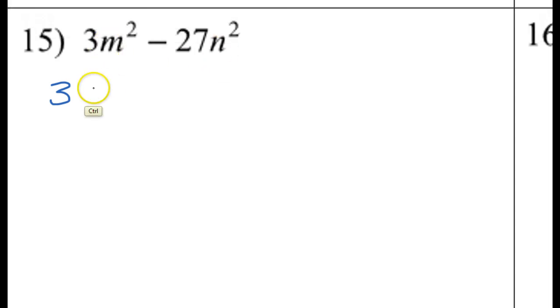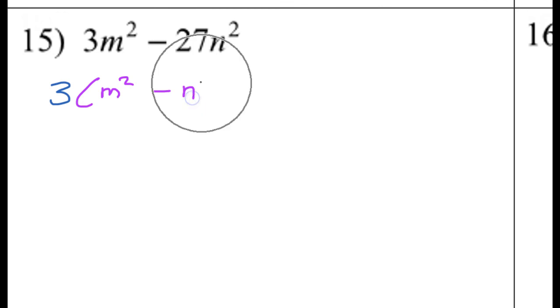Now, if I divide both terms by 3, that's going to leave behind m squared minus, whoops, I almost forgot, the 27 divided by 3 is 9. I almost forgot the 9, so this will be 9n squared. So I did the GCF. So look at what's left inside the parentheses. Can this be factored any further? Well, it's a binomial, so our only hope is the difference of squares. Well, guess what? This is the difference of two squares. Difference means subtraction, and this is subtraction.